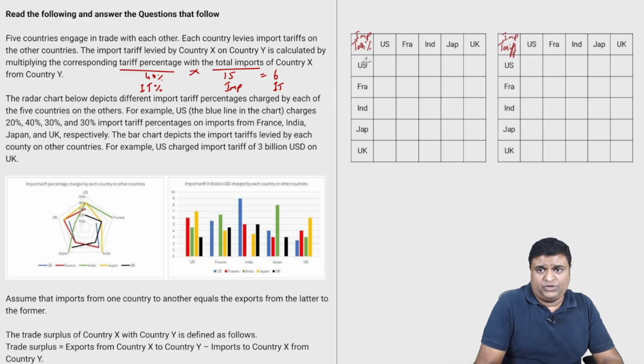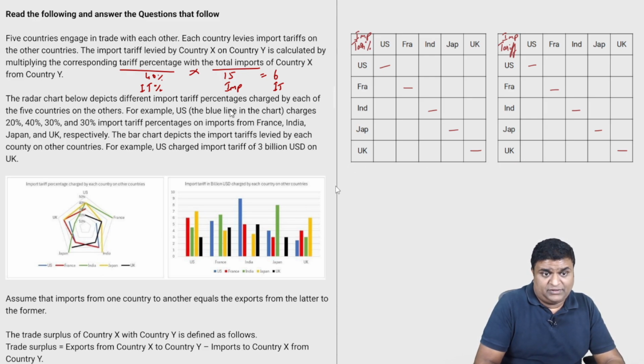Now, US and US, could the US import from the US? Not really. You're not going to have anything there. That's what is missing on the bar as well as this one, which is why it doesn't look connected. The same here, you're going to have a blank. You can't be importing or exporting from yourself.